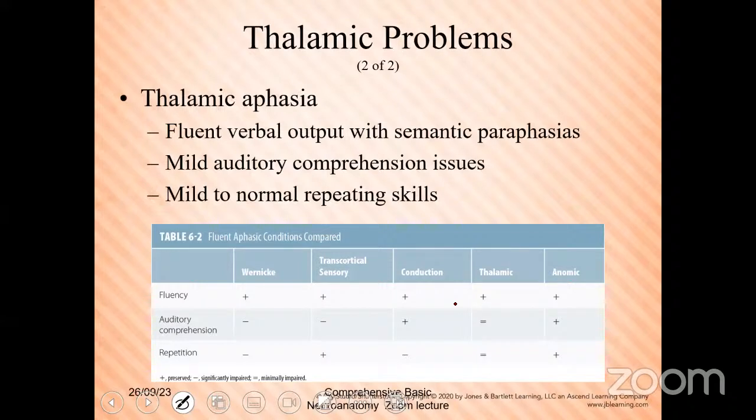You can see the fluent aphasic conditions are compared. One is Wernicke's, which is fluent, then transcortical sensory, conduction, thalamic, and anomic. In all of these, fluency is increased or preserved, and except conduction, all suffer from auditory comprehension. Anomic also. Repetition is affected, and only in cortical sensory. So these are some of the thalamic aphasias, a fluent aphasia, verbal output with semantic paraphasias. That is the thalamus, which has got a fluency role. And mild auditory comprehension issues, which is very mild, and mild to normal repeating skills. So the major issue is only fluency, fluent verbal output with semantic paraphasias.